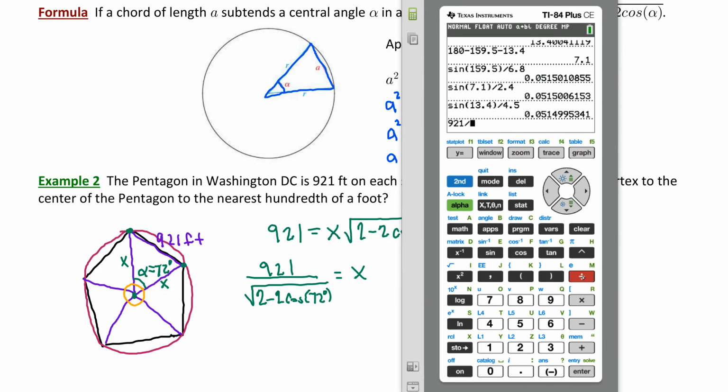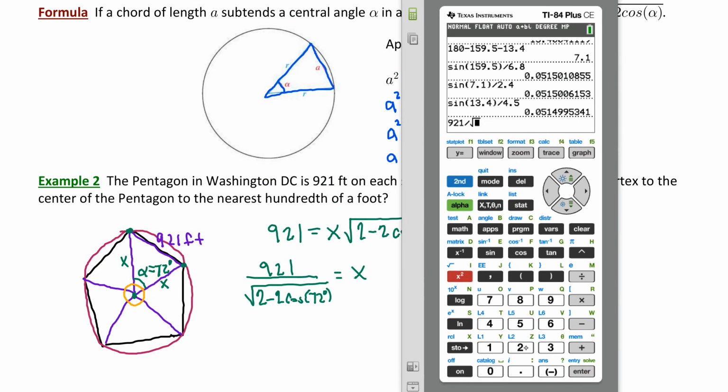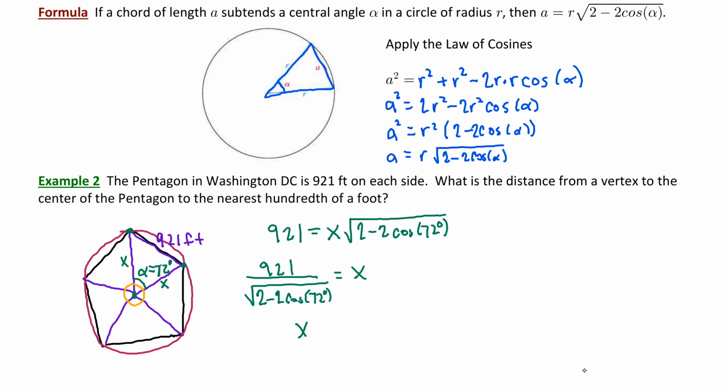obtain 921 divided by the square root of 2 minus 2 cosine of 72, and this gives us, to the nearest hundredth of a foot, 783.45 feet. So now you have some inside information about the Pentagon building.